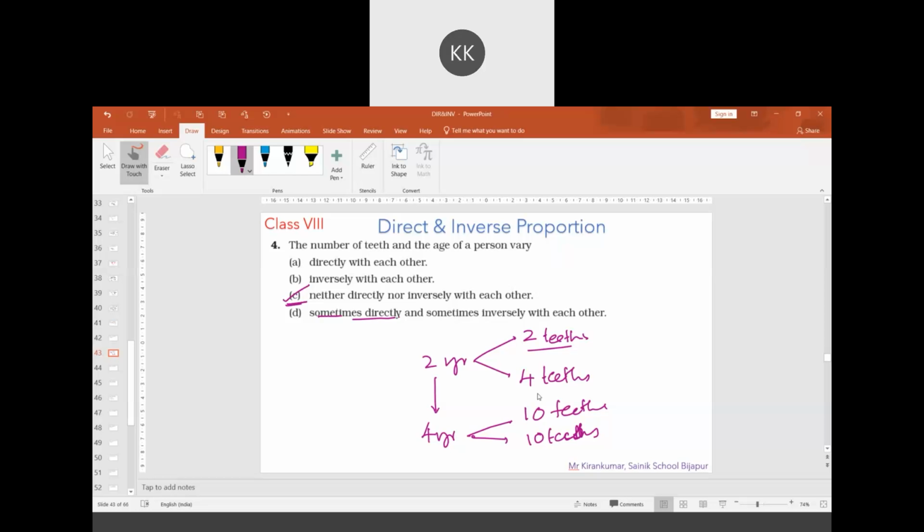But sometimes many of us will feel this is also correct, because generally what happens, the number of teeth will increase in the beginning stage, then they decrease in the later stage, isn't it? So I think C or D should be the correct answer.